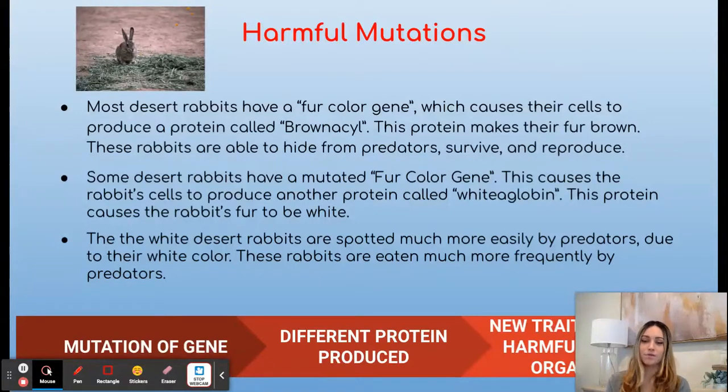Now, some desert rabbits of this species have a mutation on their fur color gene. This change in the code causes the rabbit cell to produce a protein called white-globin, which then causes the trait of fur color in this rabbit to be white fur. You can probably start to see that that would be very bad for this organism because this rabbit with the white fur is no longer able to camouflage well in its environment and escape from predators. This means that they will get eaten more frequently. They won't be able to survive and reproduce. So this overall is a very harmful trait to this organism.